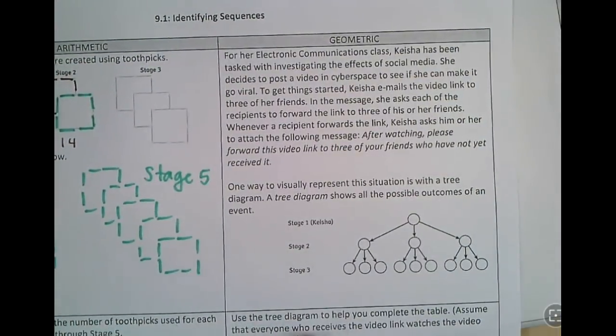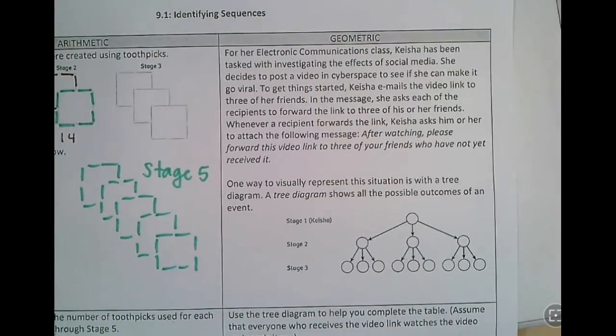For her electronic communications class, Keisha had been tasked with investigating the effects of social media. She decides to post a video in cyberspace to see if she can make it go viral. To get things started, Keisha emails the video link to 3 of her friends. In a message, she asks each of the recipients to forward the link to each of her friends.